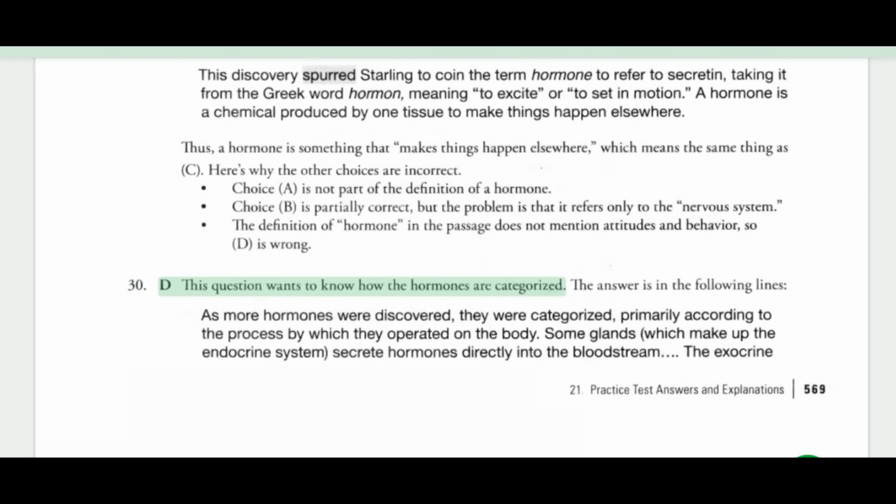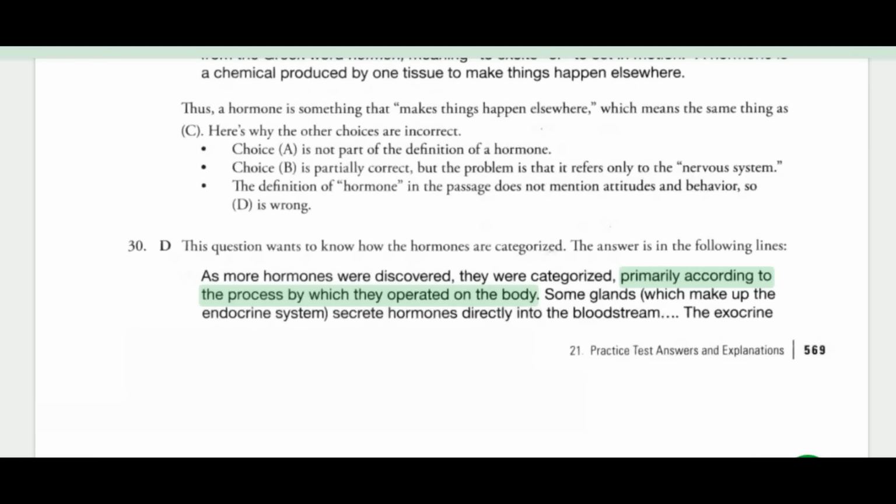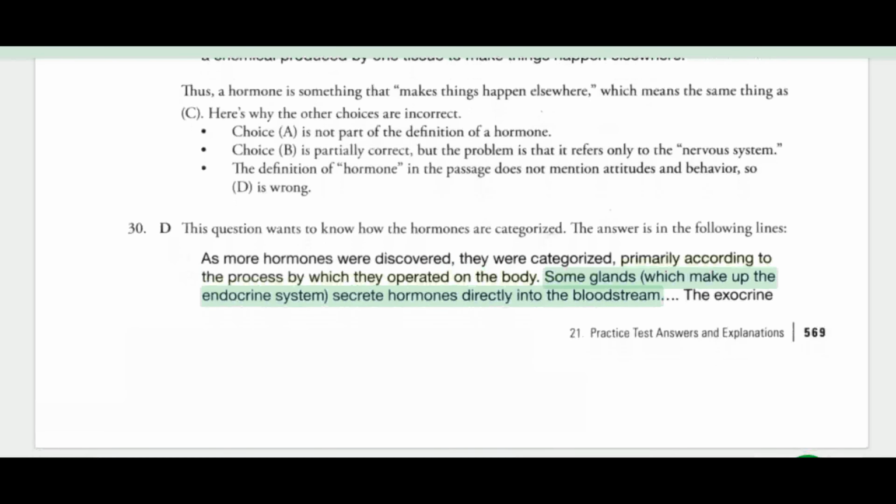30. D. This question wants to know how the hormones are categorized. The answer is in the following lines. As more hormones were discovered, they were categorized, primarily according to the process by which they operated on the body. Some glands which make up the endocrine system secrete hormones directly into the bloodstream.